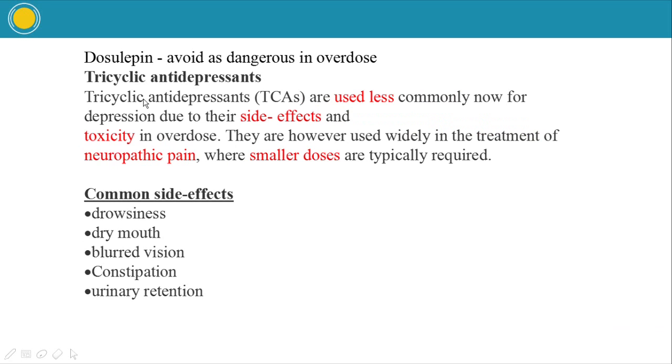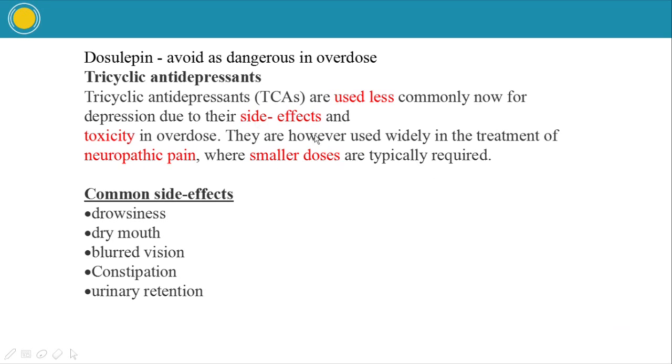Okay. Dosulepin, dangerous in overdose. Very dangerous in overdose. As we have introduced, TCAs, tricyclic antidepressants, are used less and less now for depression. Why? Because they have too many, sometimes severe side effects of the extrapyramidal system, and also toxicity and overdose of the drug. But in smaller doses, they don't run so high a risk for toxicity, for overdose.